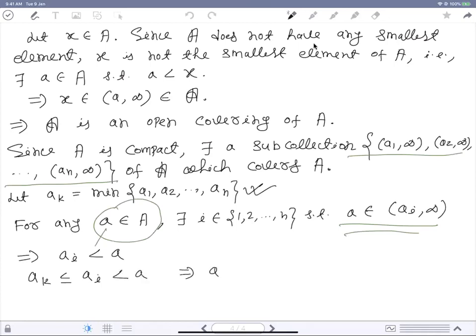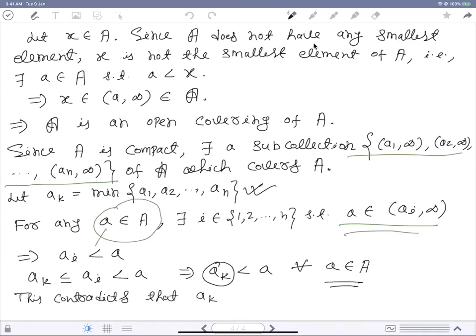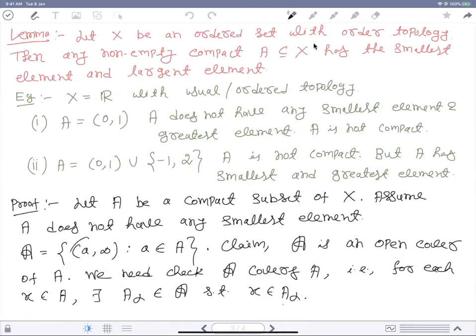Now that implies aK is less than a for all a belonging to A. So whenever you choose any arbitrary element a, then aK should be less than a. And this contradicts the fact that aK belongs to A. Right? Did you get the contradiction? See, whenever we have any arbitrary element a, we always have aK strictly less than a, right? But we know that aK belongs to A because all the elements a1, a2, in fact all the elements here, belong to A.